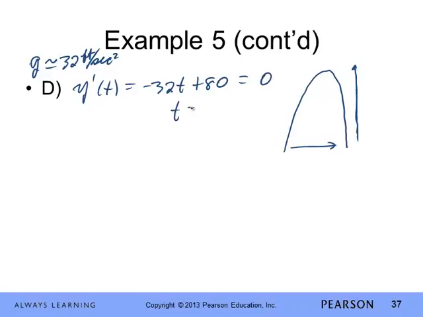So t would be equal to 80 over 32. And what does that work out to be? 2.5. So after 2.5 seconds, the baseball will reach its maximum height and descend. And then you plug that value for t into your y function. So you take y of 2.5.